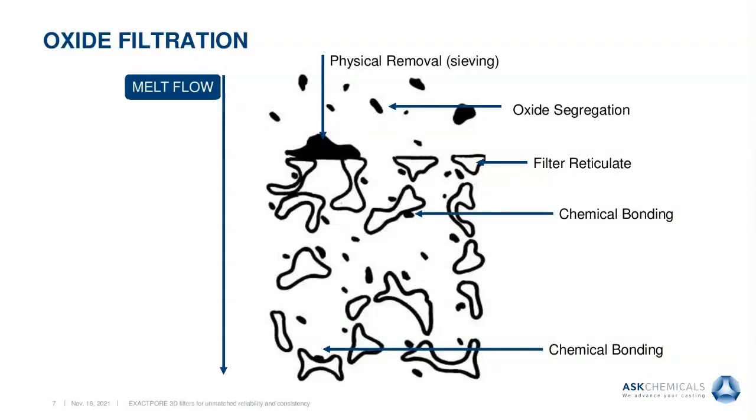And thirdly, the chemical bonding. Any remaining oxide materials that flow through the filter have a probability of contact due to the reticulate structure, and when they contact the filter surface, they sinter or chemically bond and are removed from the metal, and clean metal is allowed to be poured into the casting cavity.